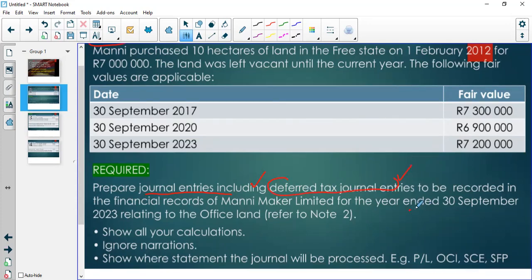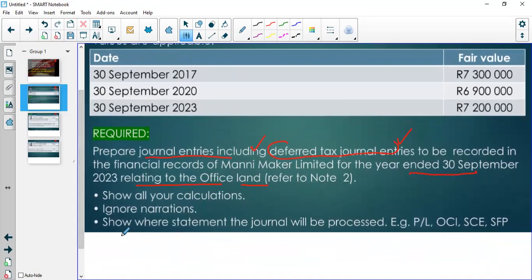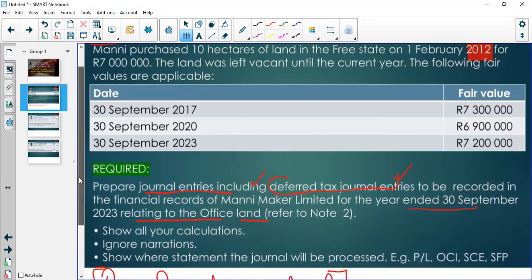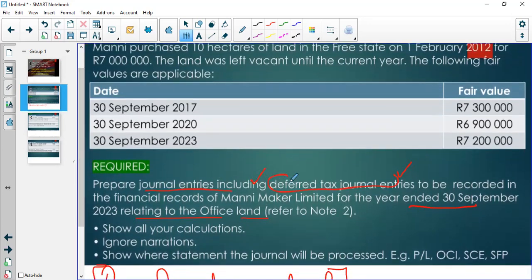This is for the year ended 30 September 2023 for the land. All right. I did not put in the additional information, the accounting policy notes, where the accounting policy for land is going to be the revaluation model. That is to say, the subsequent measurement chosen by the entity on land is the revaluation model. So they say we need to prepare the journal entries, including deferred tax. And this question had 16 marks.